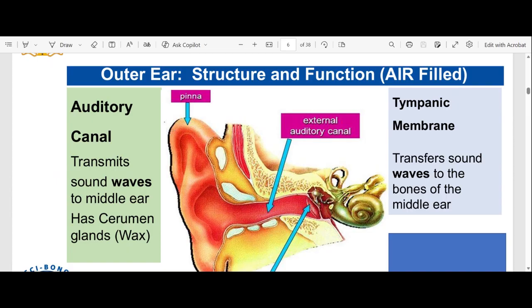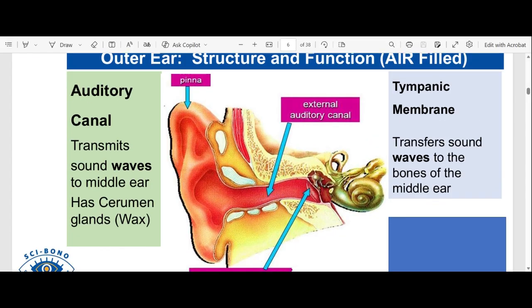And remember we stated that the function of the auditory canal is to transmit sound waves to the middle ear, right? It transmits sound waves to the tympanic membrane, or you can say your eardrum. And within your auditory canal, there are cerumen glands that secrete wax. So they secrete wax. I hope that's clear. Okay, let's continue.